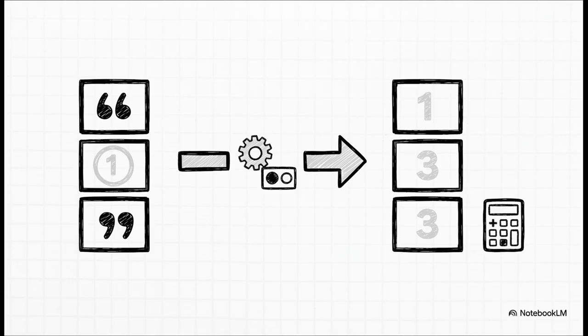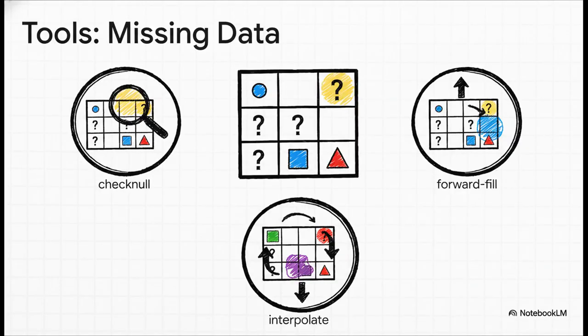So cool. And what about those empty cells that always pop up? Well, Pandas gives you a whole toolkit just for missing data. You can find all the empty spots with functions like isNull. You can fill them in by just carrying the last known value forward, which is amazing for time series data. Or you can even interpolate, which is just a fancy way of saying Pandas can intelligently estimate the missing value based on the numbers around it.